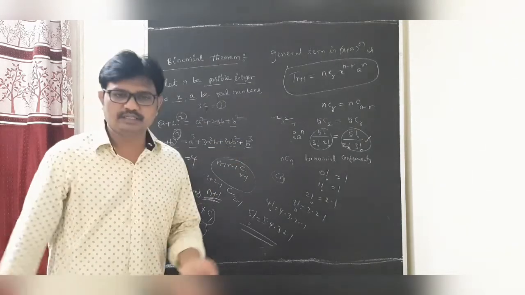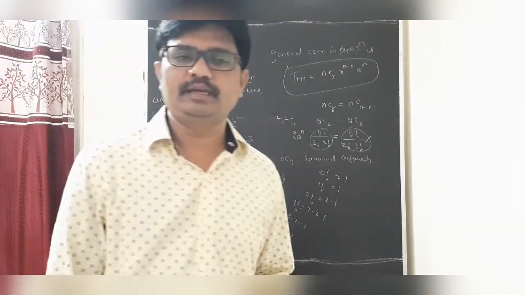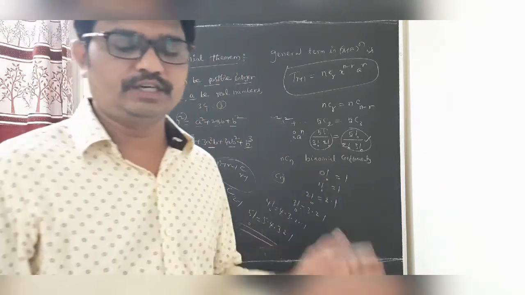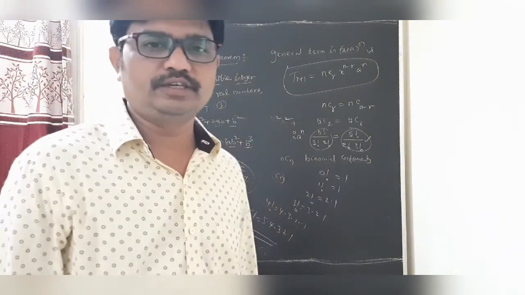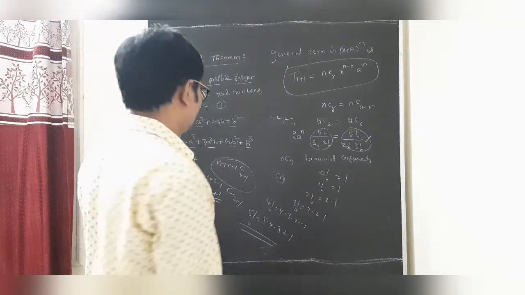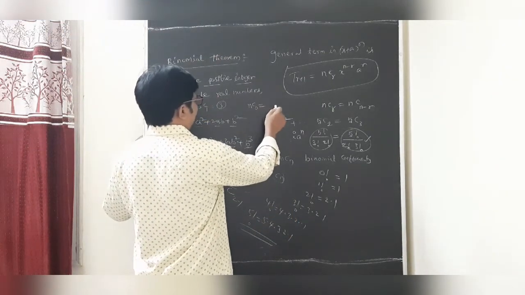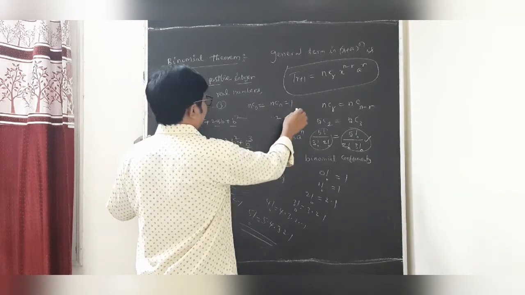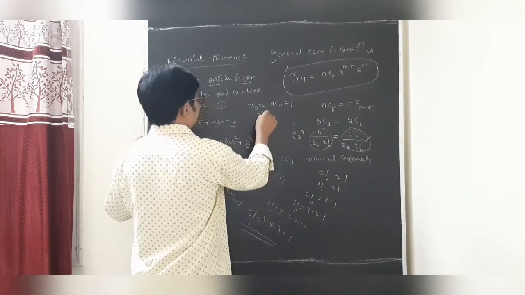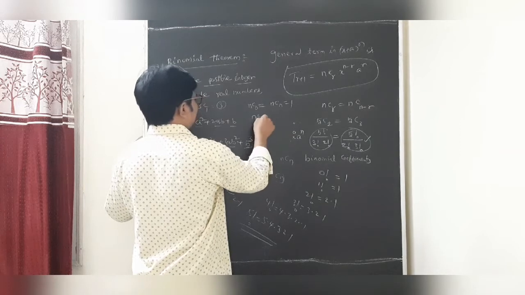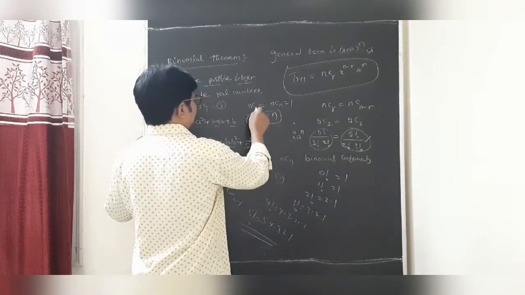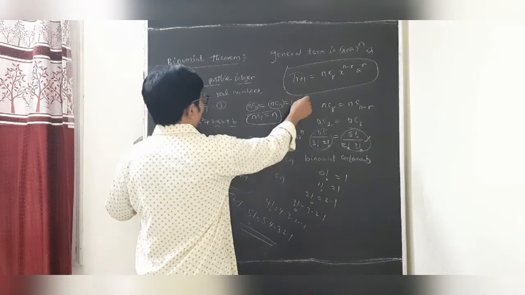Okay students, nC0 value is 1. I will explain: nC0 value 1 is the first term and nCn, 1, is also the last term. What are our observations? nC0 and nCn are always equal to 1, and nC1 is always n.